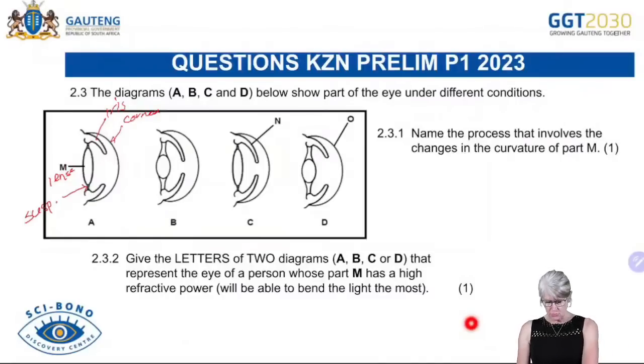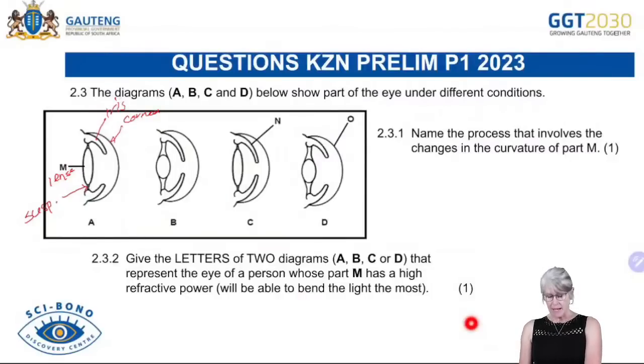Now, if I have a look at all four of the diagrams, A, B, C, and D, I can see that the lens is different in each one of them. The iris is also changed. Sometimes it looks smaller and other times it looks larger. So they're going to ask me, obviously, on that. All right, so let's have a look at the information.